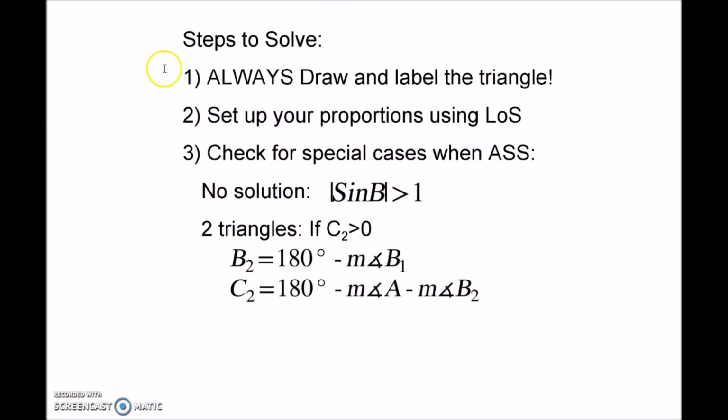So just remember, whatever the problem is, always draw and label your triangle first. Set up your proportions using law of sines with your sides and your opposite angles, and then check for special cases.